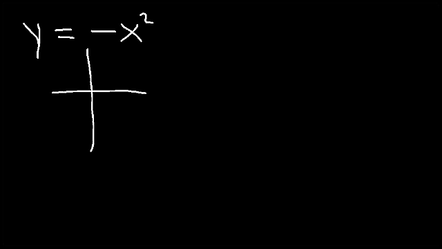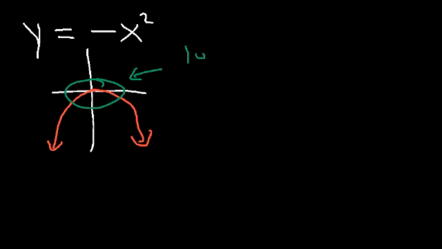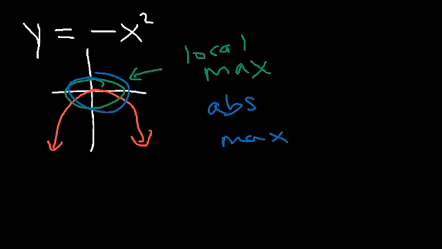Now you want to be familiar with the parent functions of other functions. For example, negative x squared is a parabola that opens in a downward direction. So knowing that tells you that this function not only has a local minimum value, a local maximum value, but it also has an absolute maximum value because this point is the highest point on the graph.